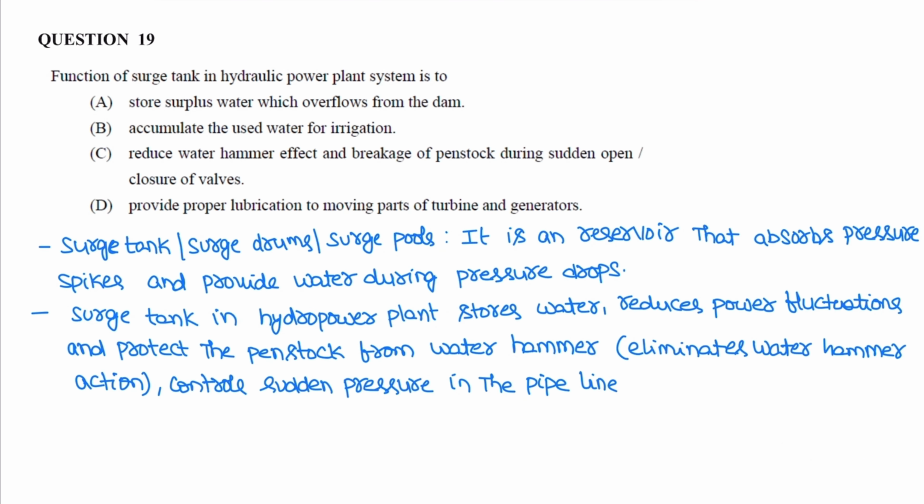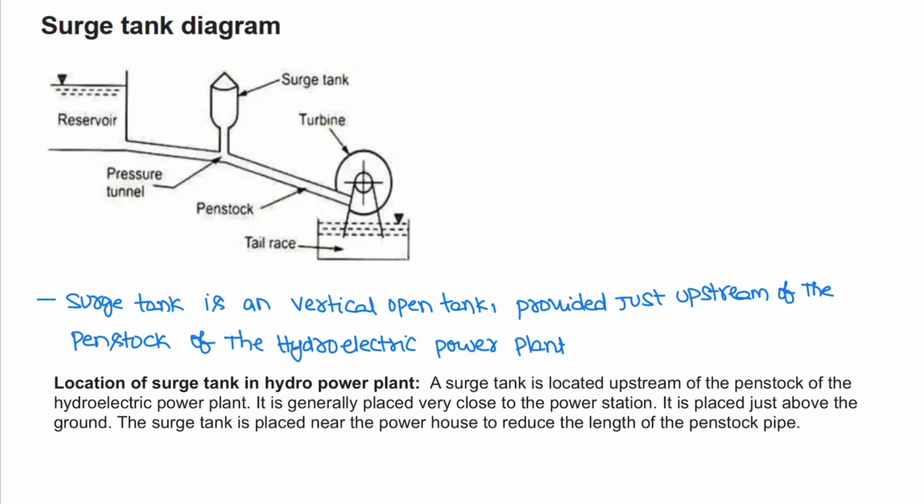Next question. The function of surge tank in hydraulic power plant is. So surge tank is also called surge drums or surge pools. It is a reservoir that absorbs pressure spikes and provides water during pressure drops. So this is a diagram for surge tanks in hydroelectric power plants. This is a surge tank.